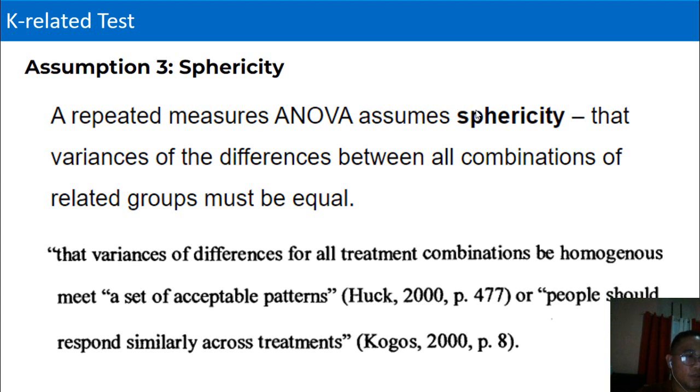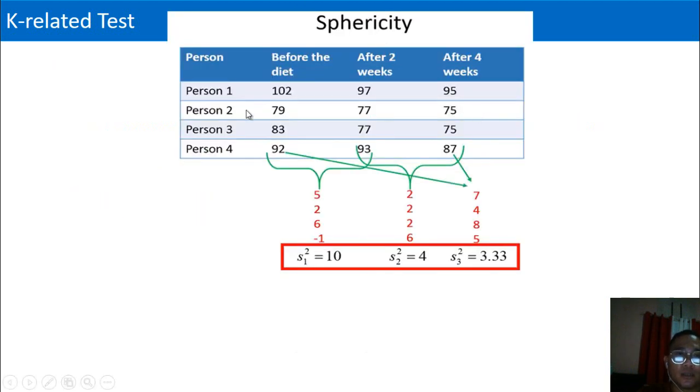treatments. So what we're going to do is, for example, you have here before the diet, persons 1 to 4, after 2 weeks and after 4 weeks. We are going to subtract. The first pair is this. So 102 minus 97 is 5. 79 minus 77 is 2. Then this is the difference for the first pair.